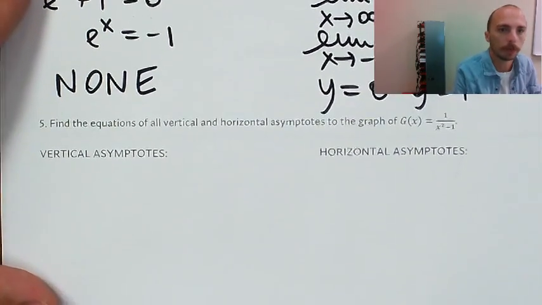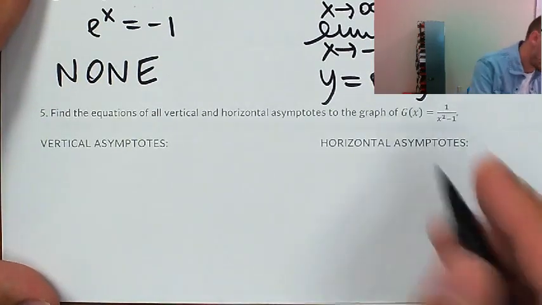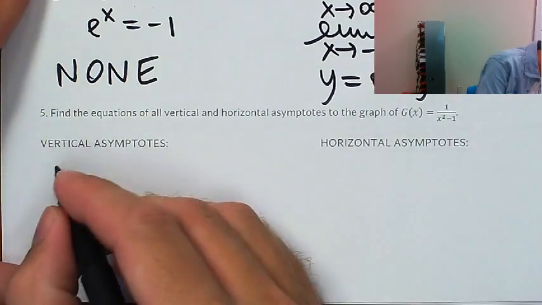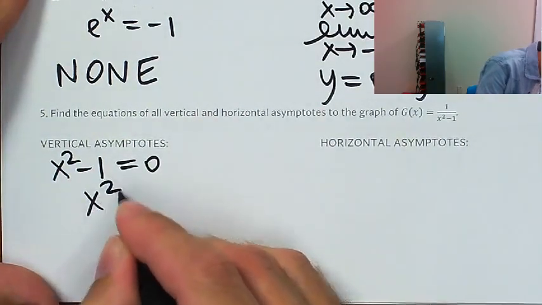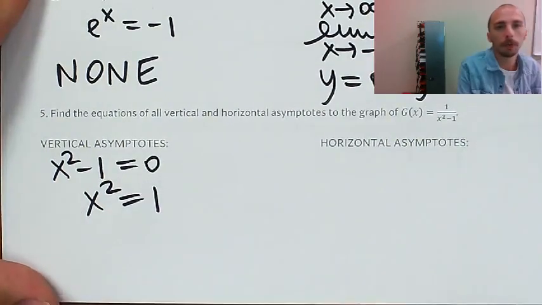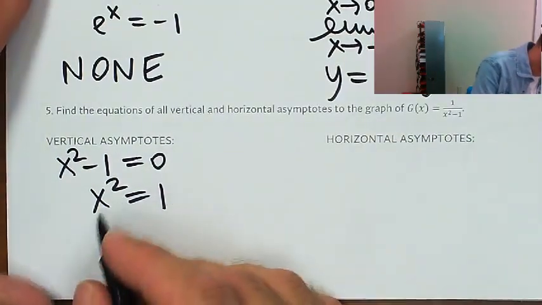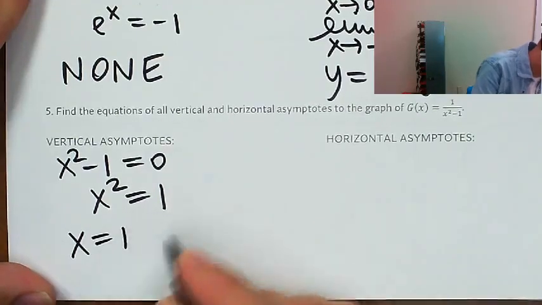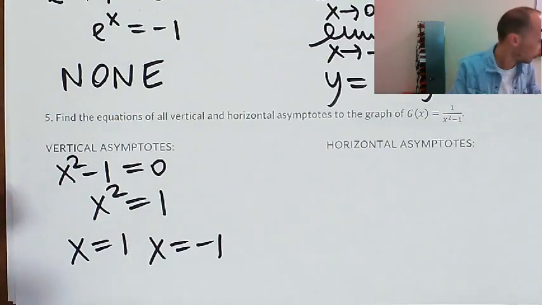We're going to do the same thing with this one. We're going to say g of x is 1 over x squared minus 1. And we're going to find the vertical asymptotes by grabbing the denominator and setting it equal to 0 and solving. Okay, x squared equals 1. We know what I can square and make equal to 1. That'll be x equals 1 and x equals -1.